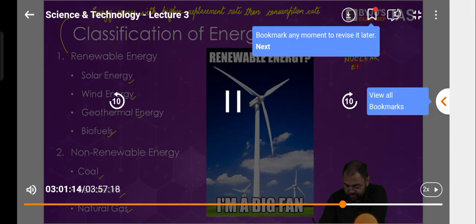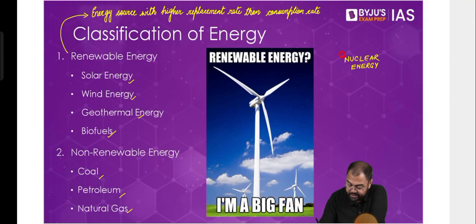Whether we should call nuclear energy renewable energy or non-renewable energy? What is your opinion?